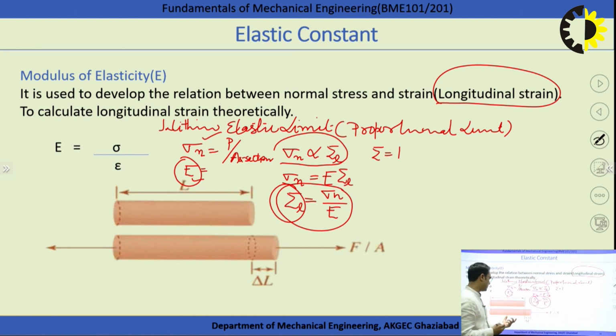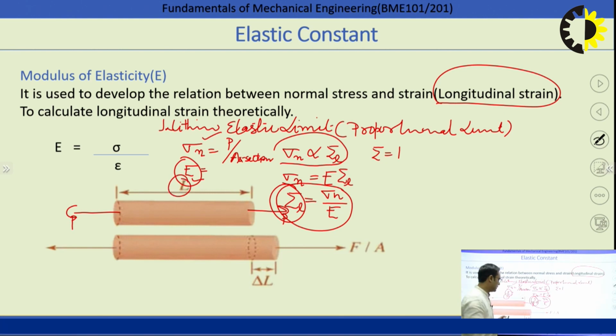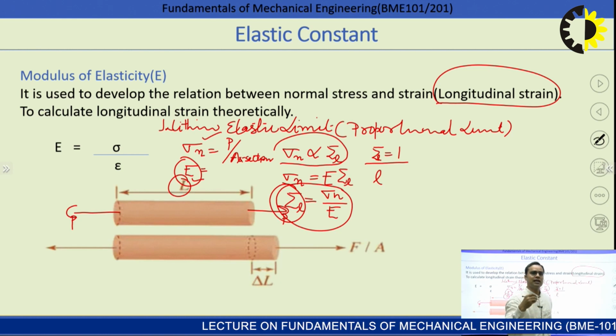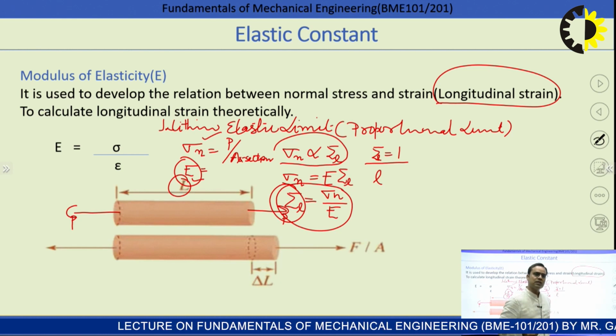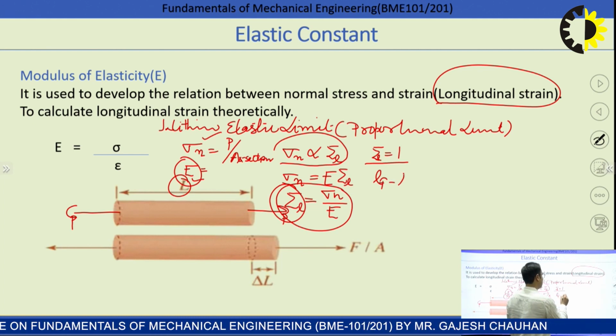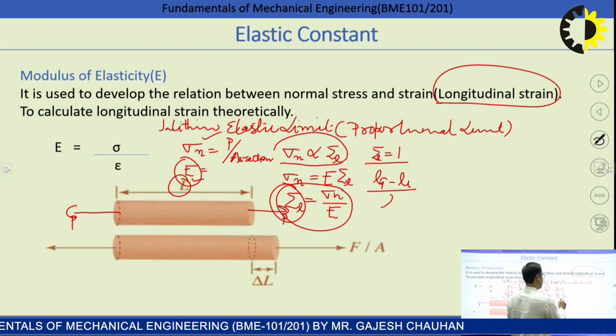If the force is acting over the body, if I am considering any object and the length of the object is L, after the application of the tensile force, definitely the length will increase and the diameter will decrease. So how can I write the strain? Longitudinal strain is the change in the direction of the applied load to the original dimension of that direction. So what is the change? LF minus Li divided by the original dimension Li is equal to 1.